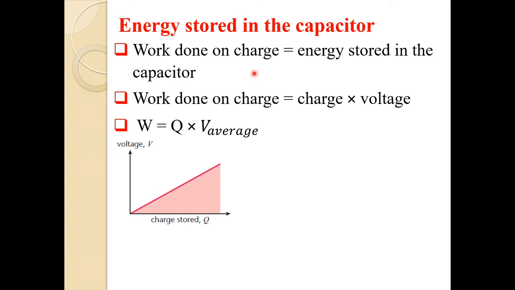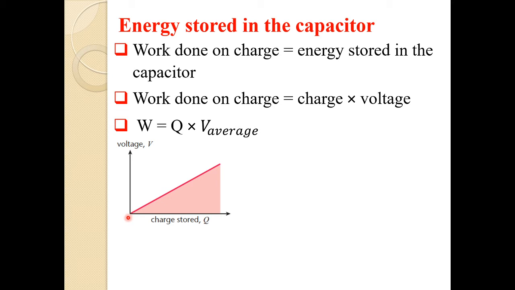Now what is the work done on charge? Work done on charge is equal to charge times voltage. When a charge moves through a voltage, it causes work to be done, because voltage means an electric field, and a charge is moving through an electric field. When a charge moves through an electric field, we need to do work. So that work done on the charge becomes the energy stored in the capacitor. Here at the beginning the voltage is 0.